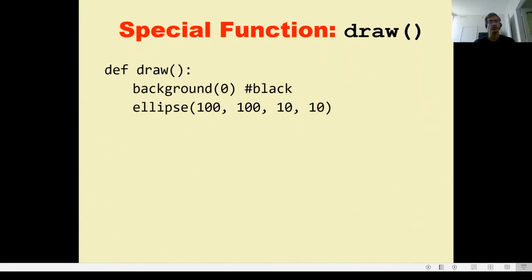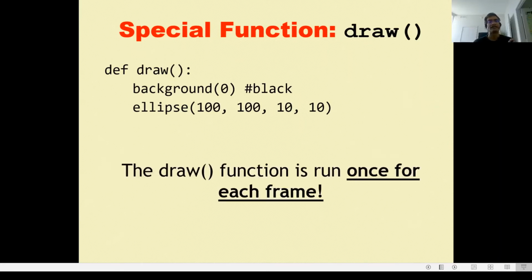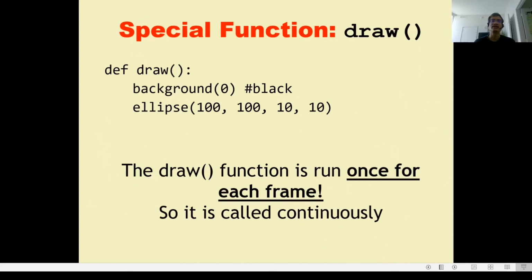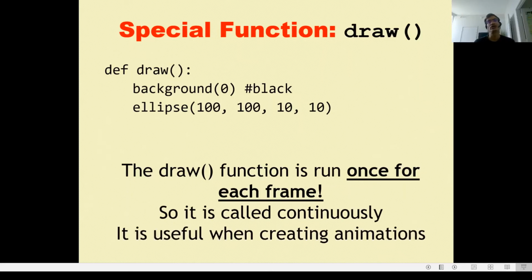What I want you to know and keep in mind is that the draw function is run once for each frame. So this is a computationally expensive function. The computer has to do a lot of work, right? So it has to draw over and over and over again. This particular function is not very good because it will keep drawing that ellipse on top of the older ellipse each time it runs. So it's called continuously, right? Draw is continuous, but we can exploit that.